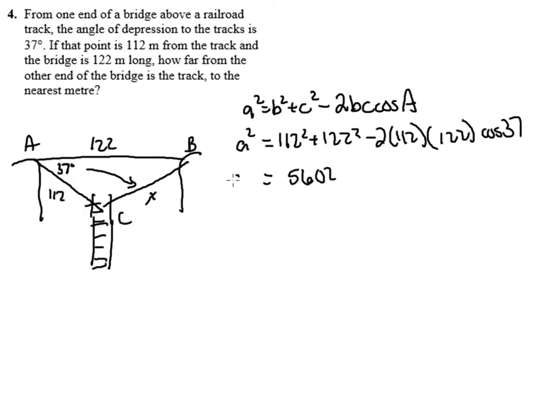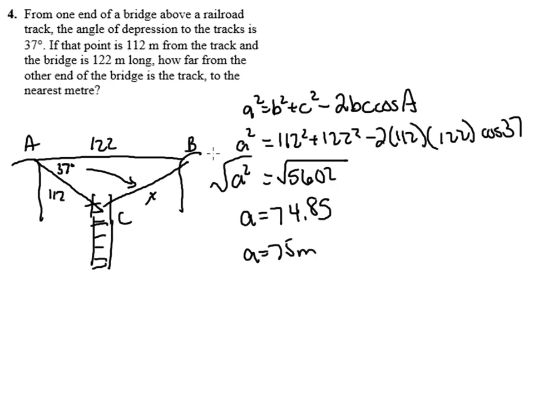Because right now we have A squared, but we don't want A squared, we just want A. So A equals, let's say 74.8. So let's just round up to 75. So the other side of the bridge is 75 meters right here. That's 75 meters from the train tracks.